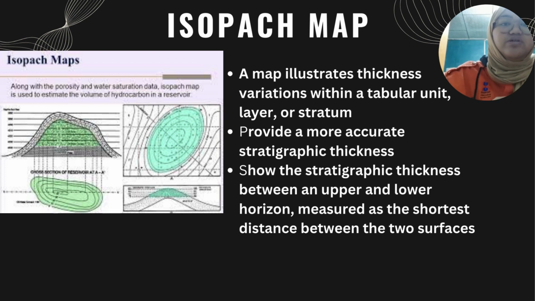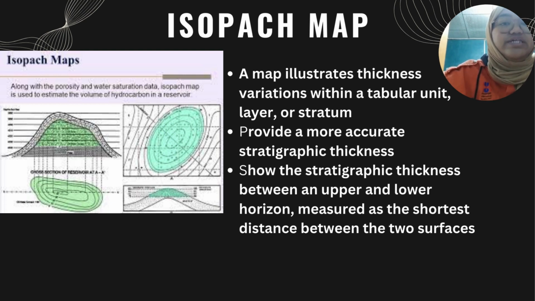The purpose of an isopach map in geology is to illustrate thickness variations within a tabular unit, layer, or stratum. Isopachs are contour lines of equal thickness over an area, and they display the stratigraphic thickness of a rock unit as opposed to the true vertical thickness.